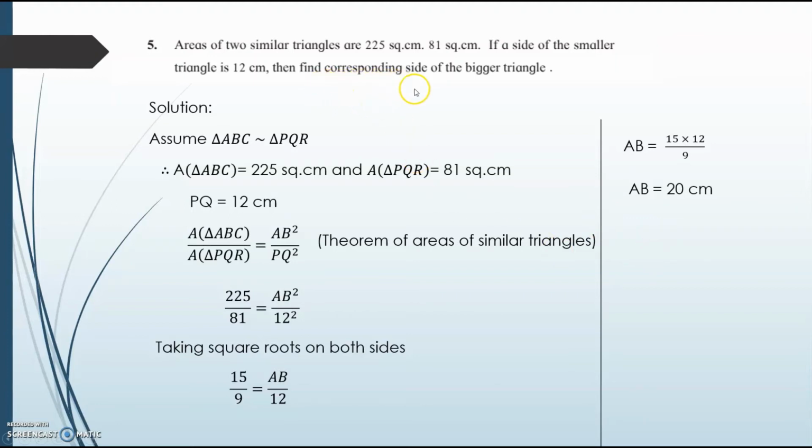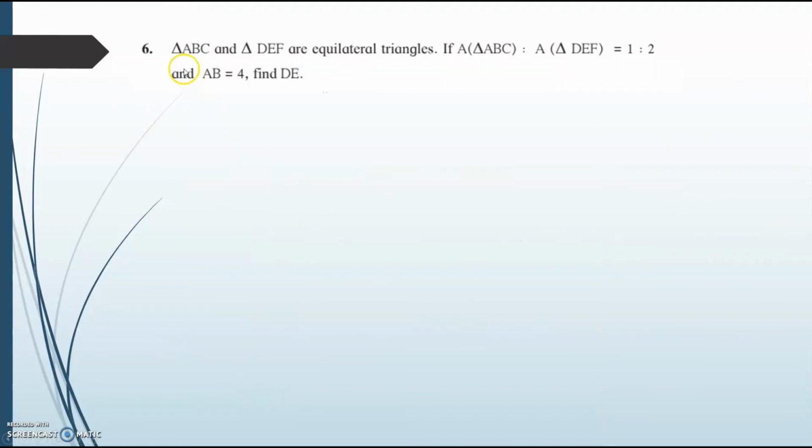So the question asks, find the corresponding side. Therefore, corresponding side of the bigger triangle is 20 centimeters. Let's move on to number 6. Triangle ABC and triangle DEF are equilateral triangles. If area of triangle ABC to area of triangle DEF is 1:2 and AB is 4, find DE.